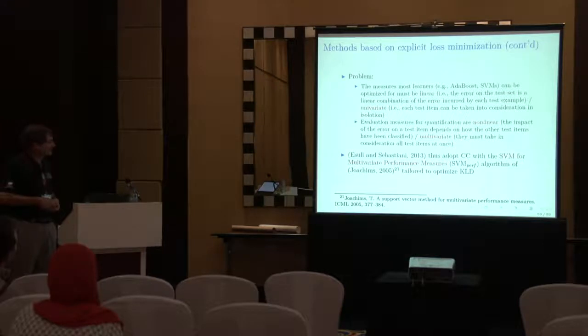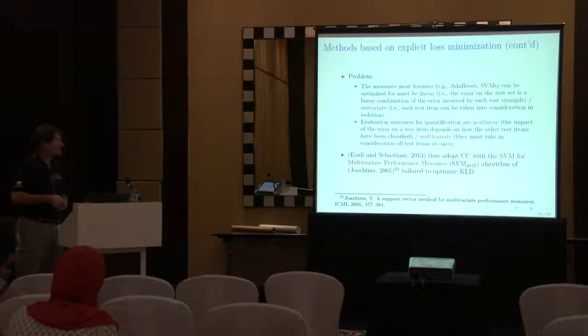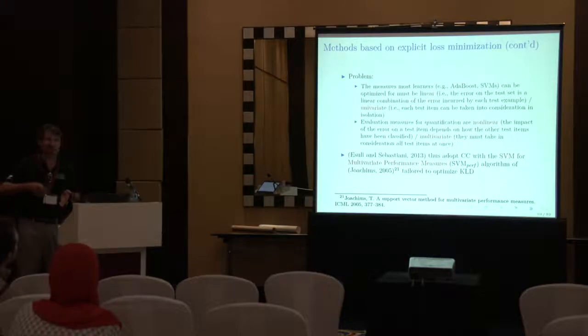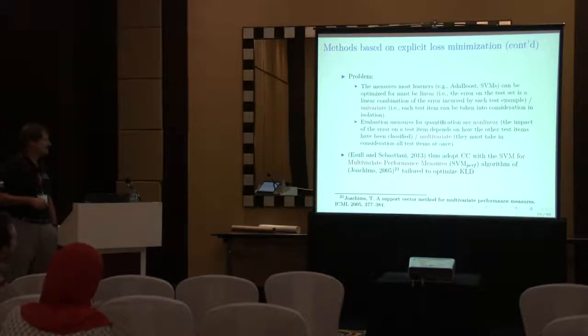So any kind of measure that we might want to use for quantification is essentially non-linear. And any such measure is multivariate, in the sense that it must take into consideration all of the elements at once. You cannot run the evaluation by evaluating each individual test example. So you need learning methods that can be optimized for non-linear and multivariate accuracy measures.